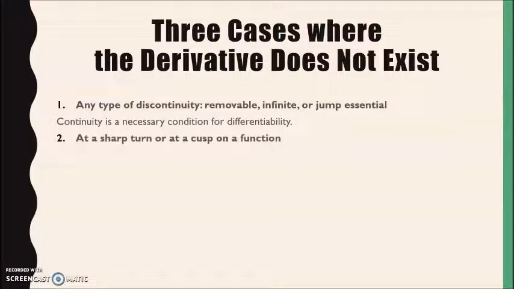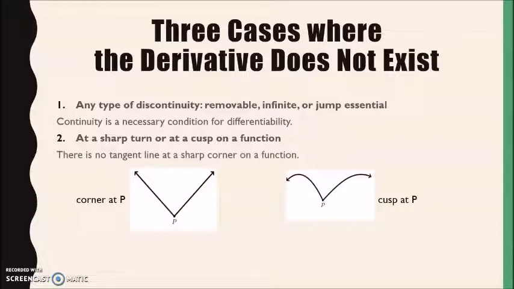The derivative does not exist also at a sharp turn or at a cusp on a function. So there is no tangent line at a sharp corner on a function. So we have here the corner at P, so at a certain point P, there is no derivative. Also the same as when we have a graph of a function and there's a cusp at point P, there's also no derivative at this certain point.